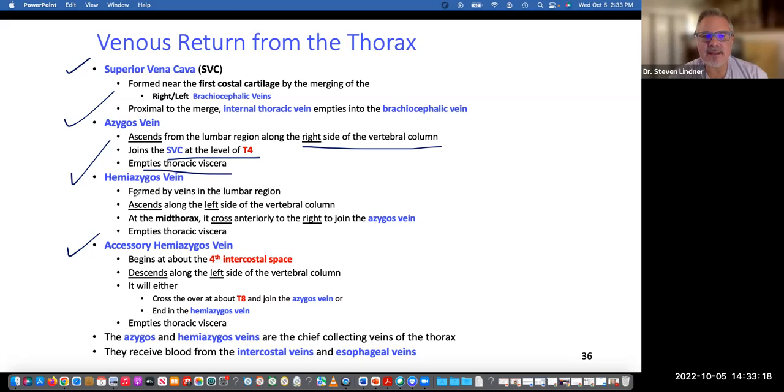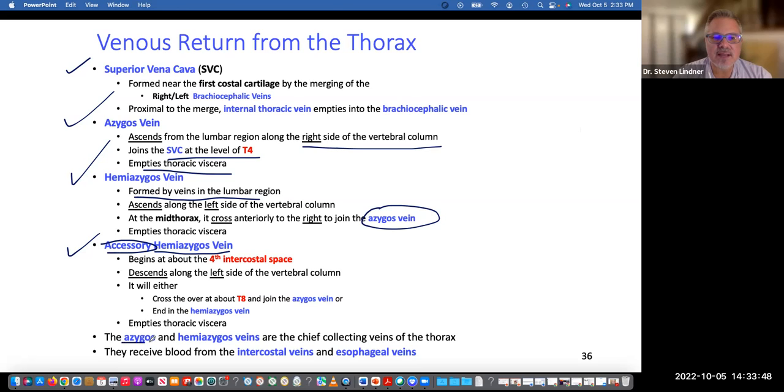The hemiazygous is formed by the veins in the lumbar region. It ascends along the left side of the vertebral column, and around mid-thorax, it crosses anteriorly to the right to join the azygous. And then you have the accessory hemiazygous that begins at the fourth intercostal and descends along the left side of the vertebral column. So let's take a look at that.